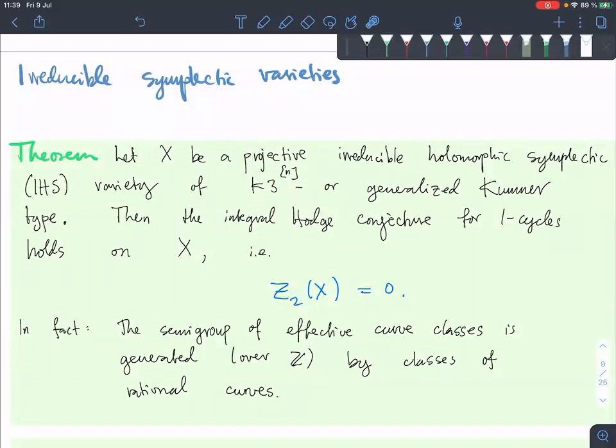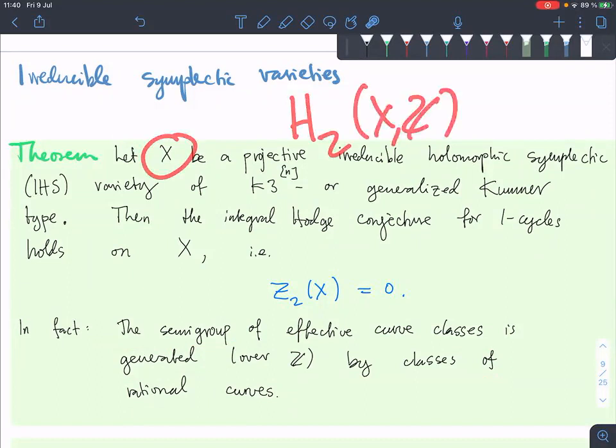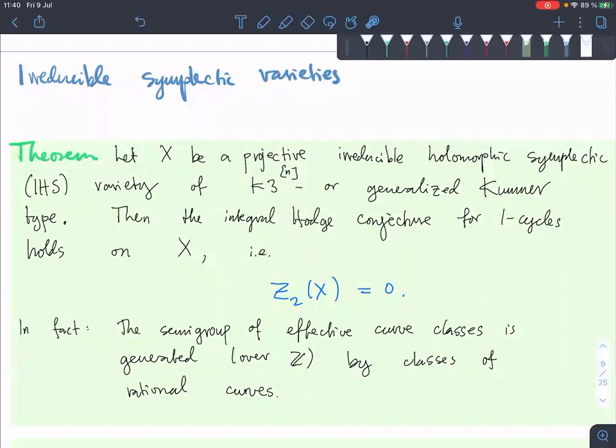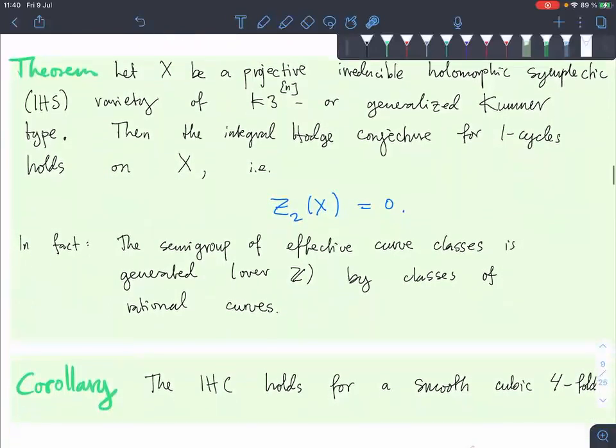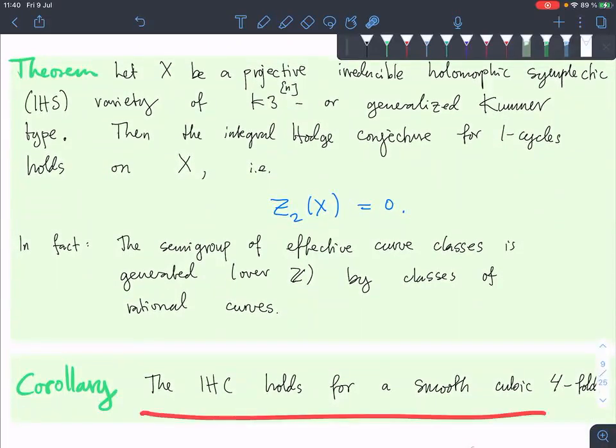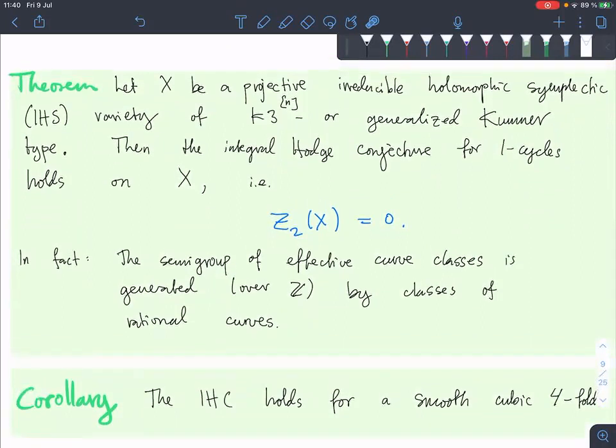And again, the statement is slightly stronger. The semigroup of effective curve classes is generated over Z by classes of rational curves. So in fact, here all of H2 is generated by classes of rational curves. And the main corollary is that the integral Hodge conjecture holds for smooth cubic fourfolds. Right. Any questions about the statement?